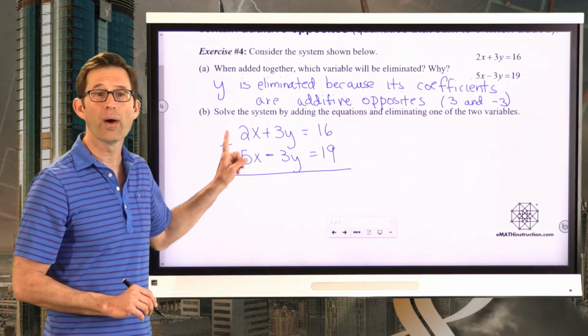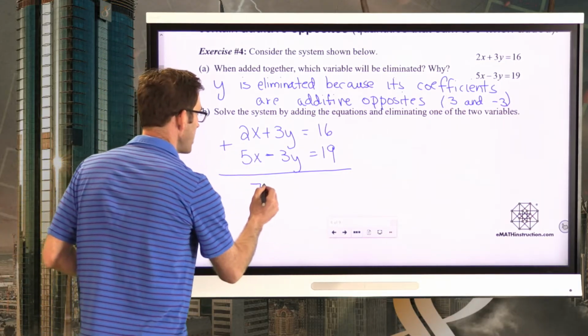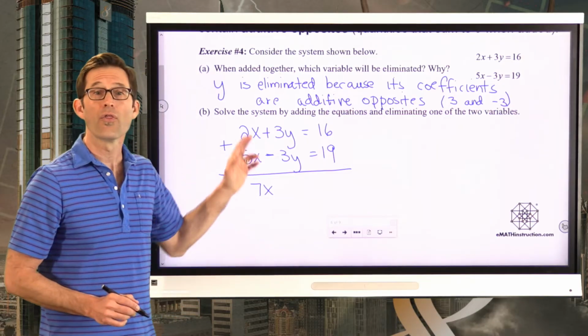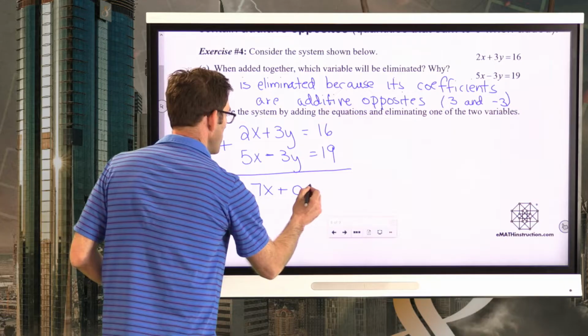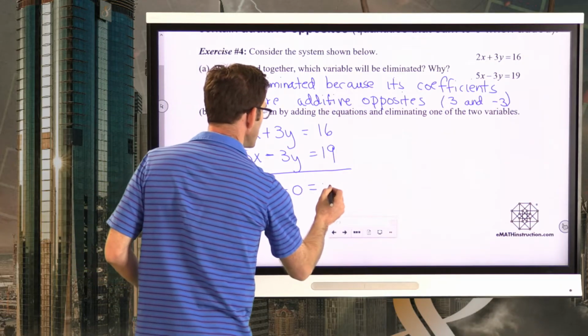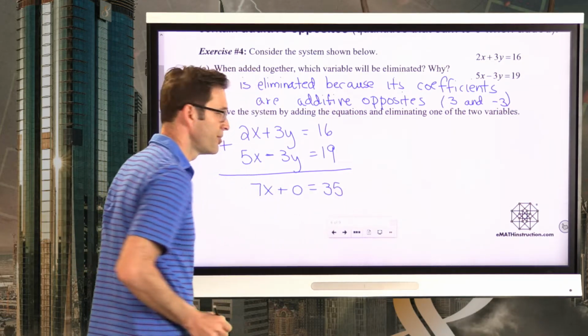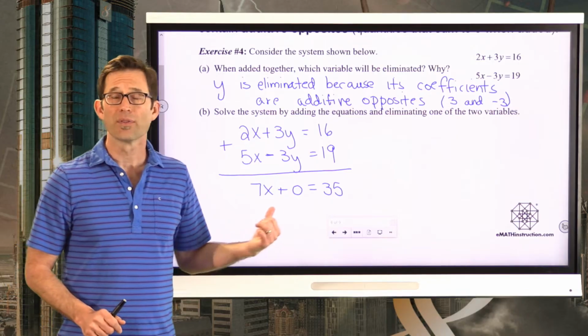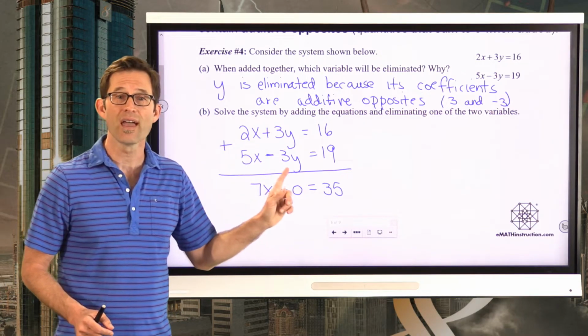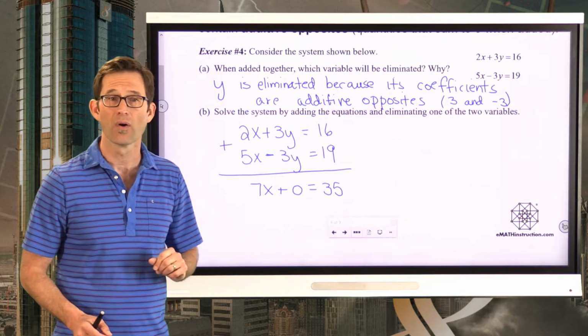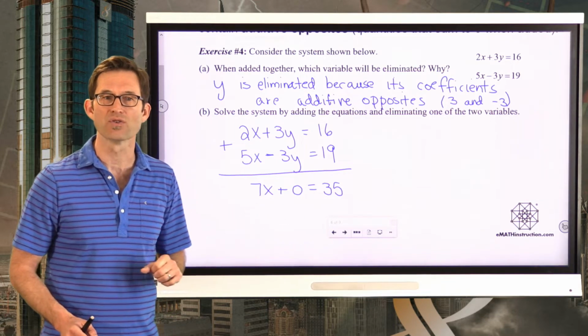And they'll say, well, 2x plus 5x is 7x. And if you'd like, 3y plus -3y is 0. 16 plus 19 is 35. You don't even need to put the plus 0. I just want to emphasize that 3y plus -3y would be 0. And look at how easy that equation is going to be to solve.